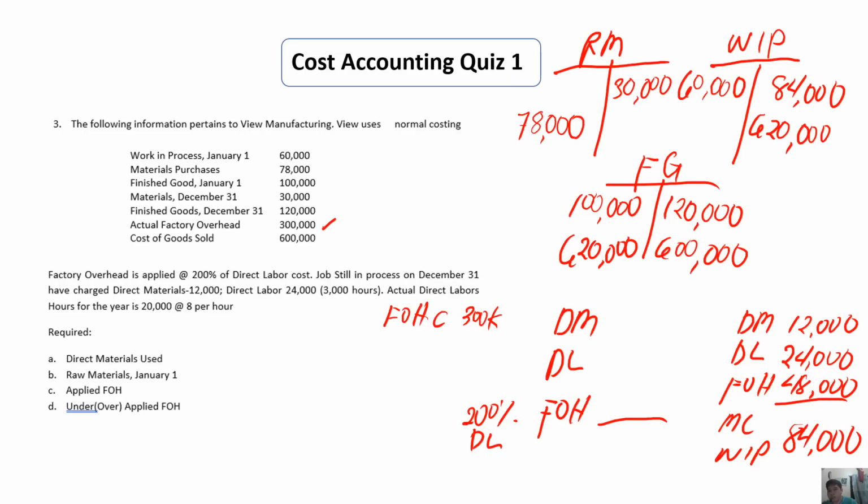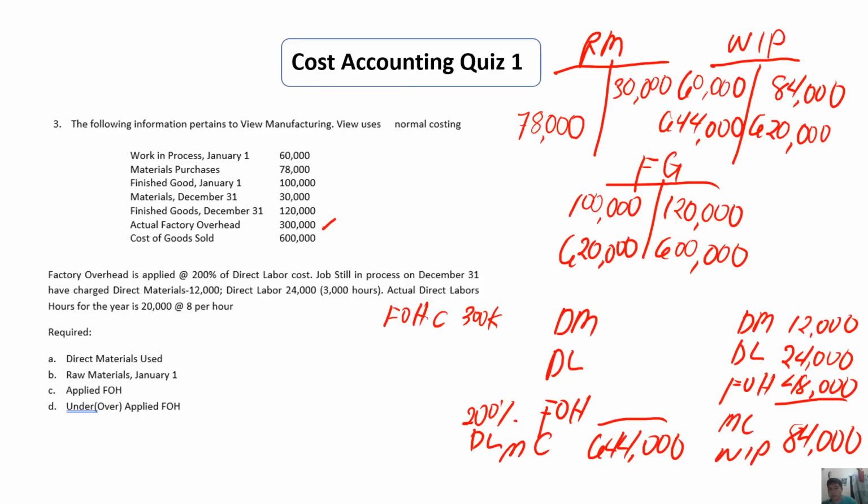Para makuha natin yung ating manufacturing cost, dahil available na yung WIP ending na na-compute natin kanina, which is 84,000 pesos, plus the cost of goods manufactured na 620,000 pesos, ililess natin yung WIP beginning na 60,000 pesos. So, our manufacturing cost will be 644,000 pesos. Lagay natin dito ay 644,000 pesos. Meron na tayong manufacturing cost na 644.